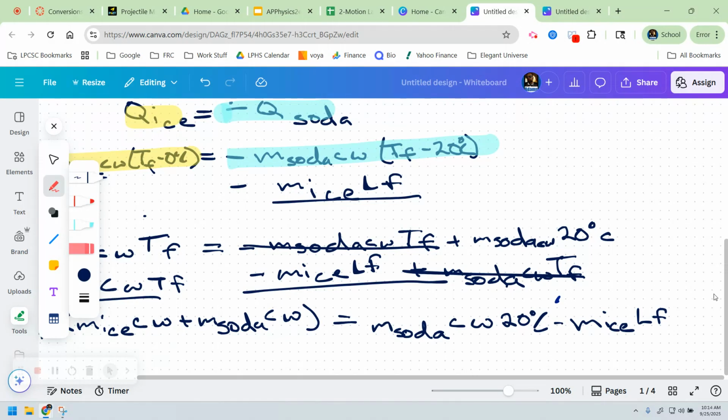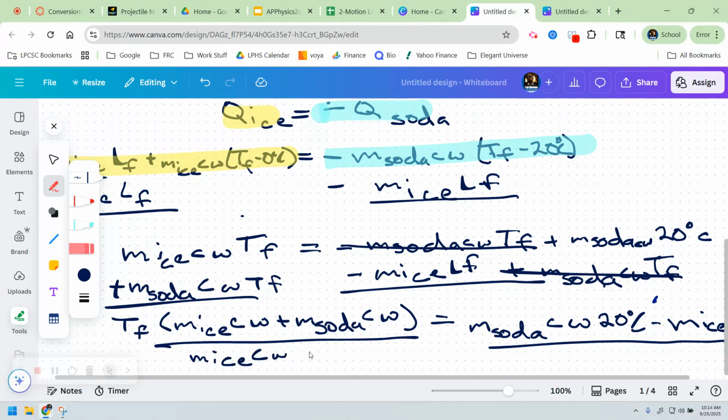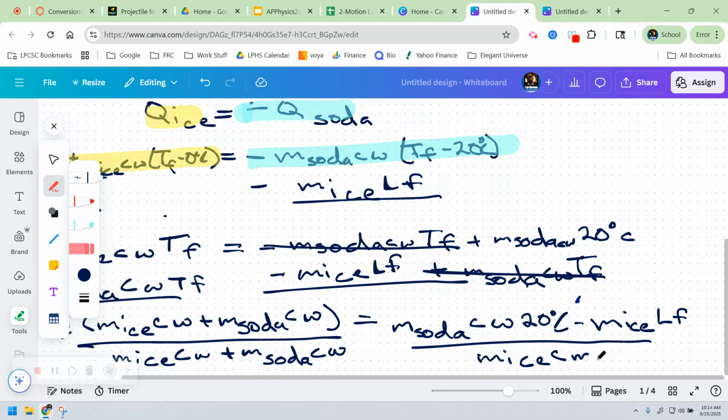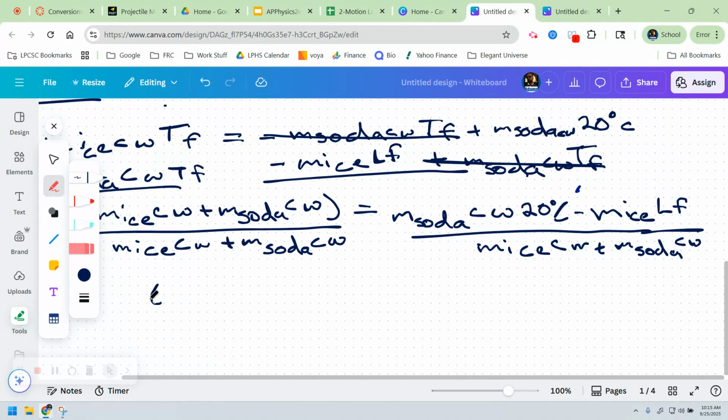And so then lastly, I've got to come back over here and divide by this. And so this would be the mass of the ice plus the mass of the soda times the specific heat. Then over here, same thing, mass of the ice times the specific heat plus the mass of the soda, CW. Okay, so we're getting there. So then to finish this, I'm just going to plug all that into this right here.